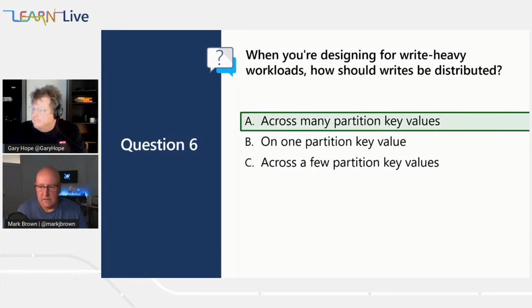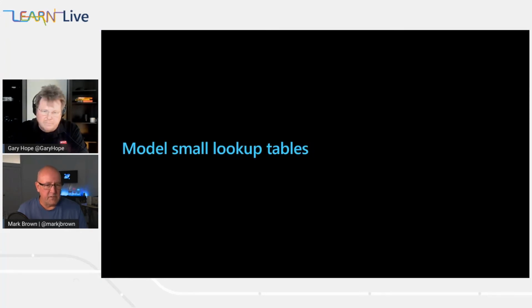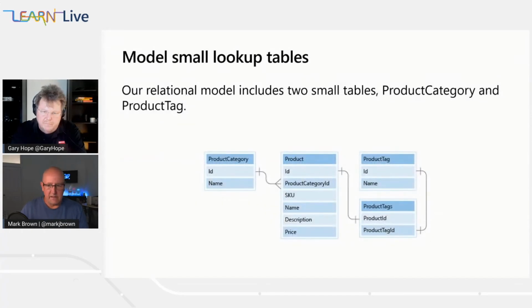Yep. All right. Let's get moving because we're kind of running short on time here, I think. And what we're going to do is talk about modeling our small lookup tables. So in our products tables, we've got product category and product tag. And these are tables that are used as reference. So you look up the values within them and then you use them. And they have a one-to-many relationship to our product table here. So let's go and model these guys.